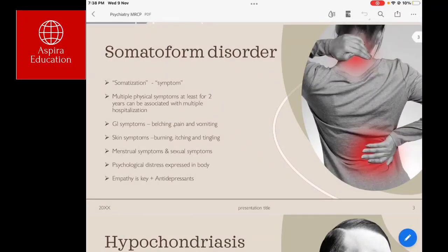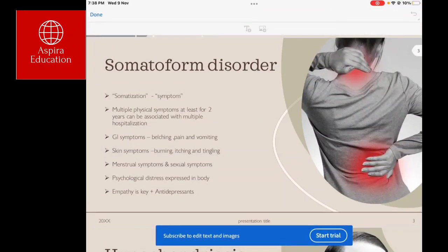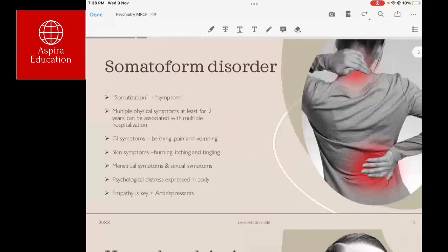So what is somatoform disorder? As the name itself suggests, there is going to be mainly somatization of the symptoms. What do you mean by somatization of the symptoms? Here the patients will have an inside aggression or some stressor that will manifest as a bodily pain or a bodily disorder.